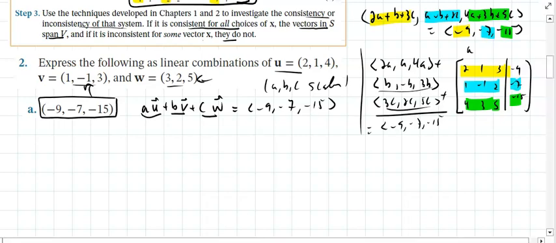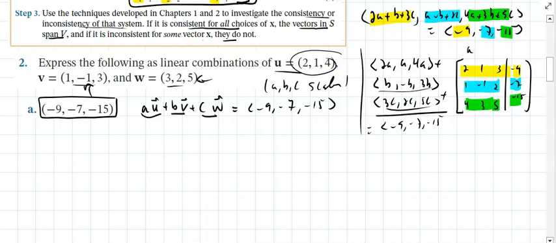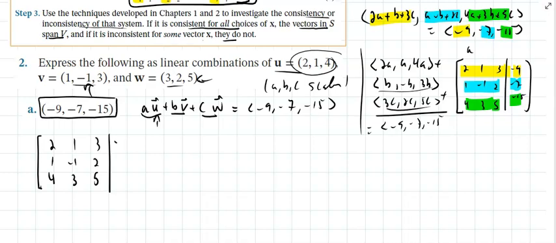So instead of doing this every time, and since we're going to do that a lot, it's best if you jump straight from the vectors and just list them out. So 2, 1, 4, that's the A. 1, -1, 3, and 3, 2, 5. Set it equal to -9, -7, -15.